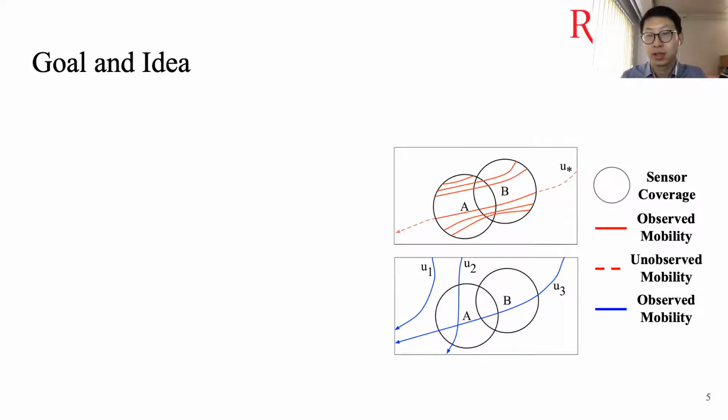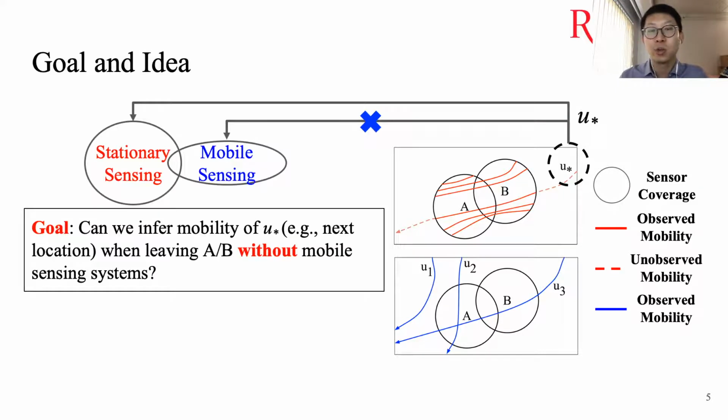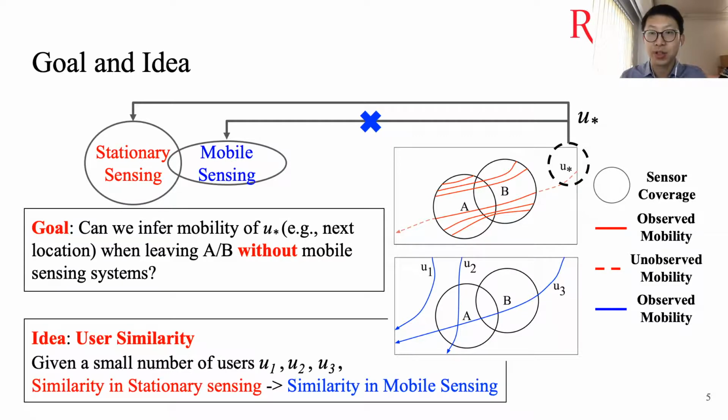Suppose we have a user U star, which is only captured by the stationary sensing system. Then our goal is to infer the mobility of U star after leaving the coverage of the stationary sensing system without any mobile sensing system. To achieve this, our key idea is to utilize user similarity. For example, we have a small number of users, U1, U2, and U3. We have their complete mobility traces provided by a mobile sensing system. We find both U3 and U star are detected by A and B at a closer time. Therefore, we guess U star may have similar mobility as U3 after leaving A and B.